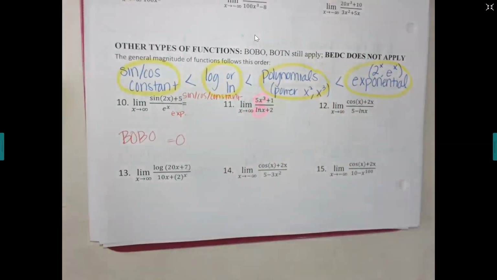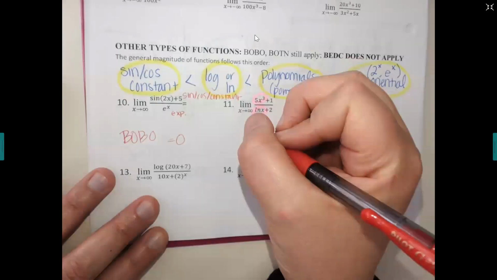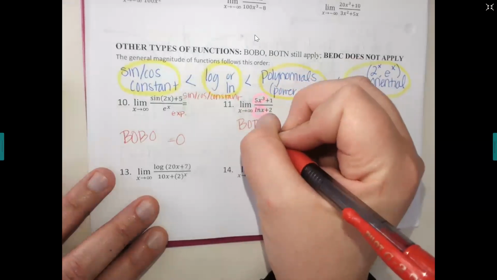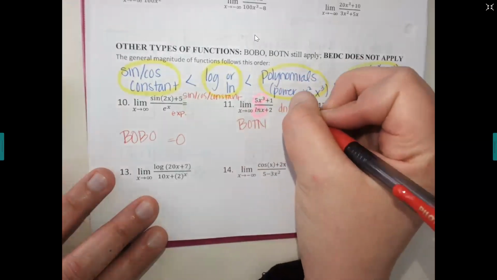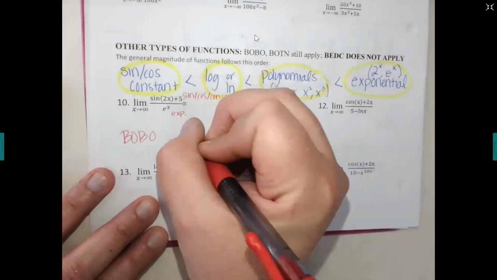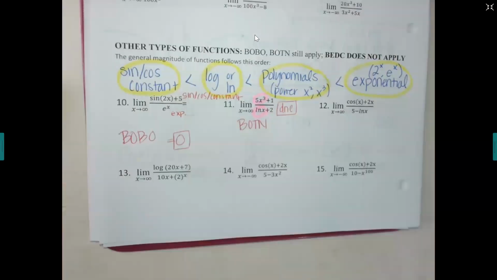And then when I compare, I'm looking at 5x cubed versus ln x. Who's going to win? 5x cubed. And where is it? On the top. That means that this is a Botton, which means that it is a DNE for your final answer. Okay, take a look at the next one.